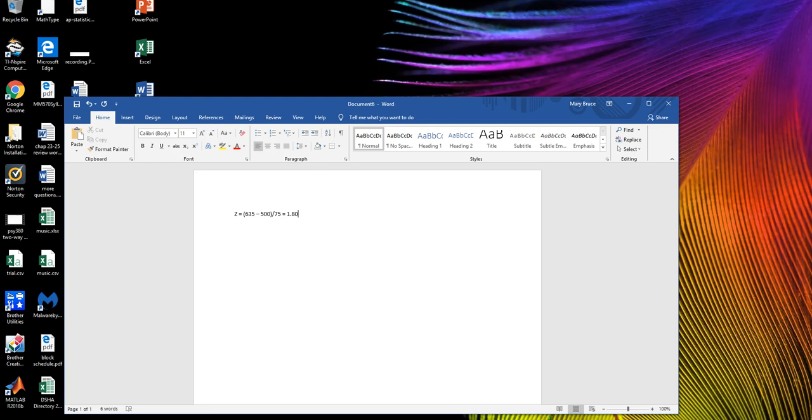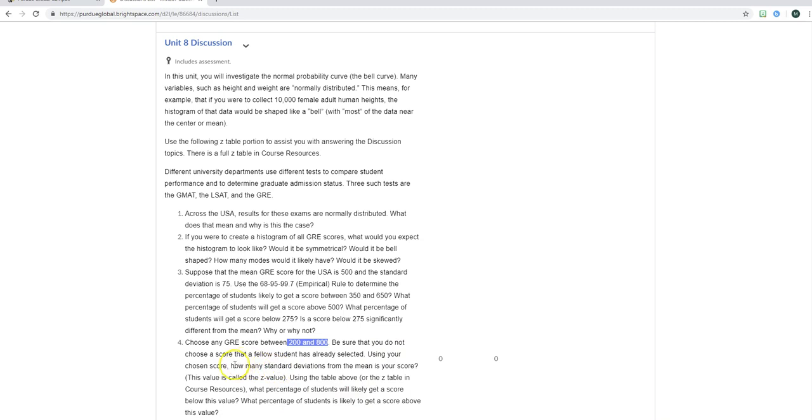So what this 1.80 is telling me is that a GRE score of 635 is 1.8 standard deviation units above average because it's a positive. That's what that number tells us. So in the discussion, when it had asked us how many standard deviations from the mean is your score, then that's all you're going to do is convert it to a z-score. Okay. Then if you want to do this the long way, you would use the z-table that's provided for you, and find out what percent of students would get a score below the value and what percentage of students would get a score above this value.